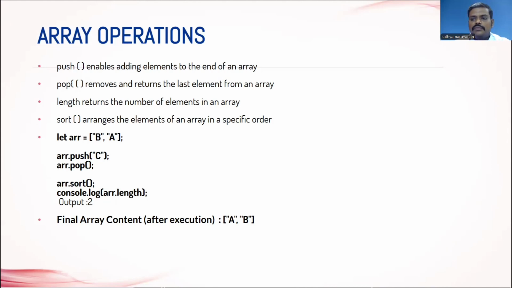Now I am going to array.sort. What is the use of sort? It arranges the elements of an array in a specific order. So B and A, from before the pop, will now be A, B. Then console.log array.length gives the length of the array, which is 2, and the status of the array is now A and B.